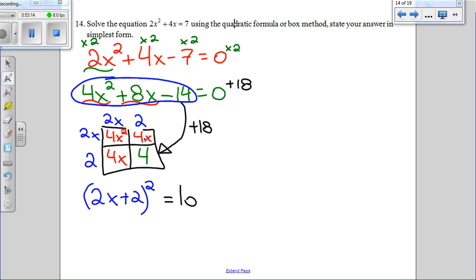When you square root in this class, what symbol do you put in front of the square root sign? Perfect. So it's plus or minus root 18. And now you need to start isolating x. So I would have to subtract 2 from both sides. So I have 2x equals negative 2 plus or minus root 18. And then I would divide both sides by 2.